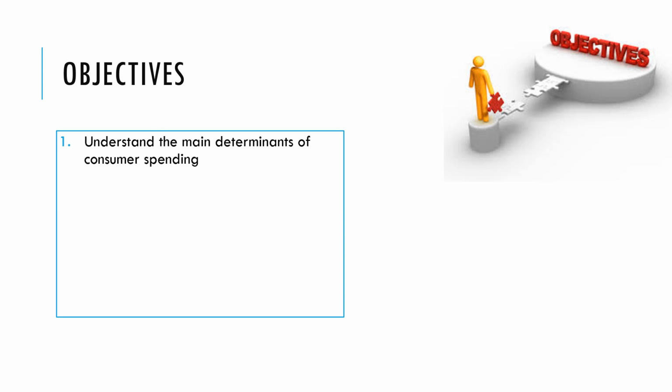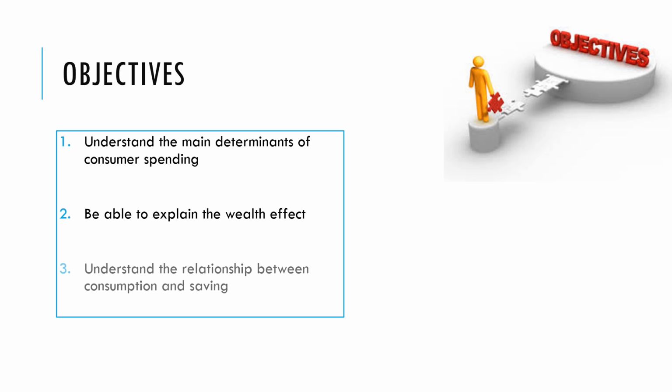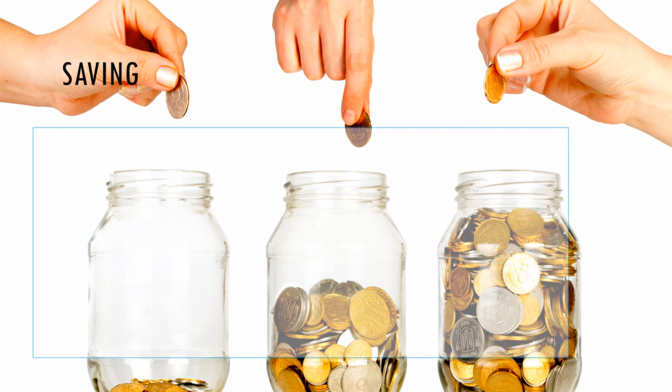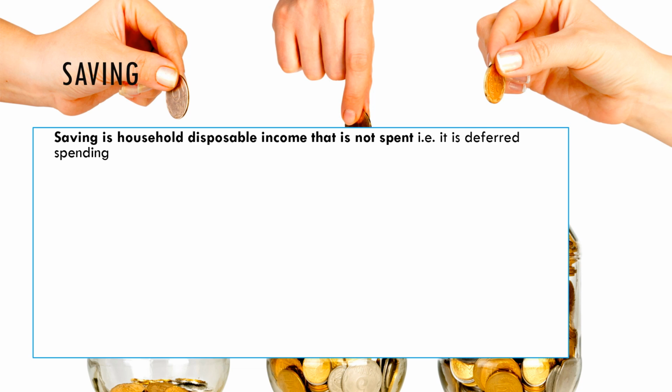So we've looked at the determinants of consumer spending, we've looked at the wealth effect, we're now going to look at the relationship between consumption and saving. So saving is household disposable income that is not spent. A flip side of thinking about this is that saving is deferred spending. Spending I'm not doing now, but will defer to do in the future.